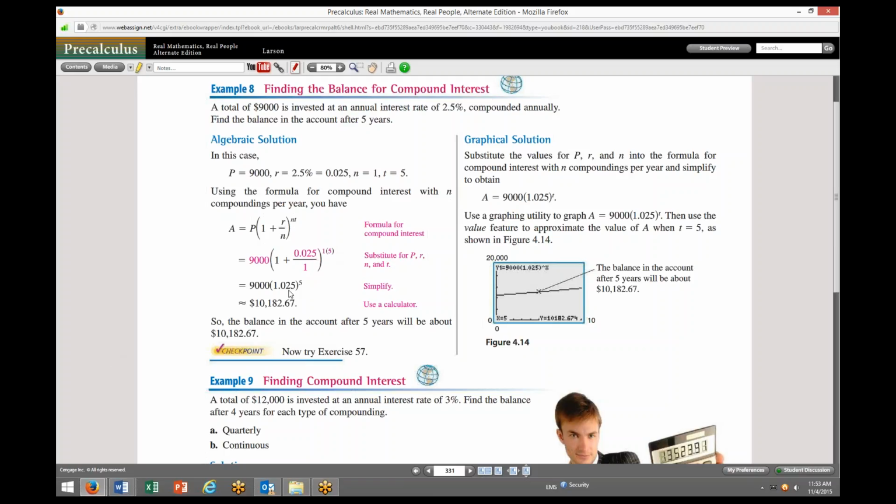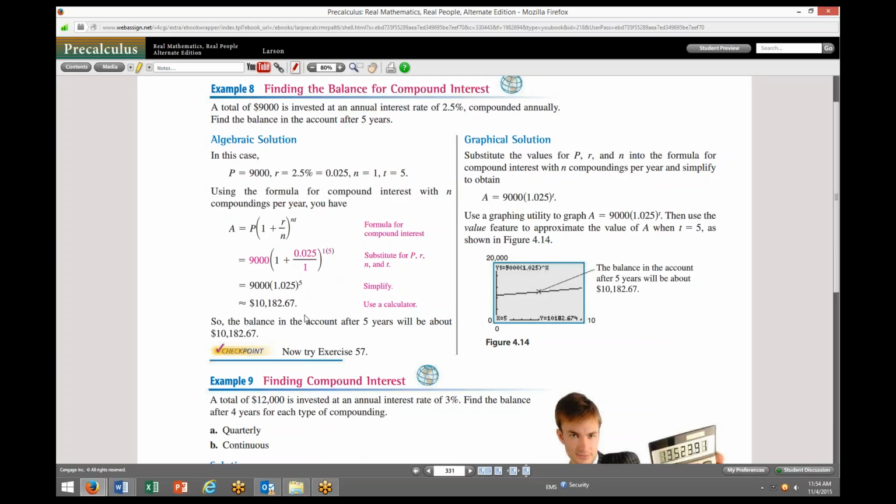So in this case, 0.025 over 1 is nice. It's just 0.025. Add that to 1. So 9,000 times 1.025 to the fifth. Of course, it's only the 1.025 that is raised to the fifth power, not the 9,000. So 1.025 to the fifth, and then times 9,000. Here's the answer to the nearest penny. Always round it off to the nearest cent, the nearest hundredth of a dollar. The answer then is $10,182.67. That is the total balance in the account after 5 years.